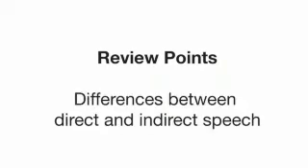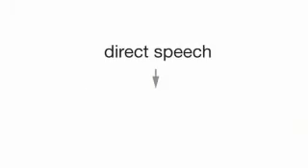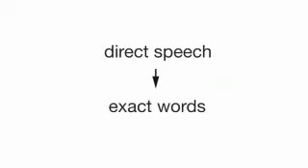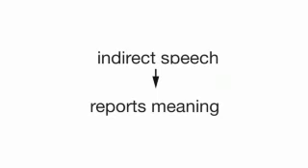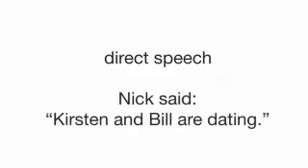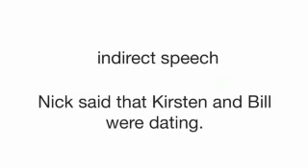Well done. Today you've learned the main differences between direct and indirect speech. Direct speech reports a speaker's exact speech. Indirect speech reports a speaker's meaning, and the verbs are moved further into the past. Like this example, Nick said, Kirsten and Bill are dating. That's direct speech. Nick said that Kirsten and Bill were dating. That's indirect speech.